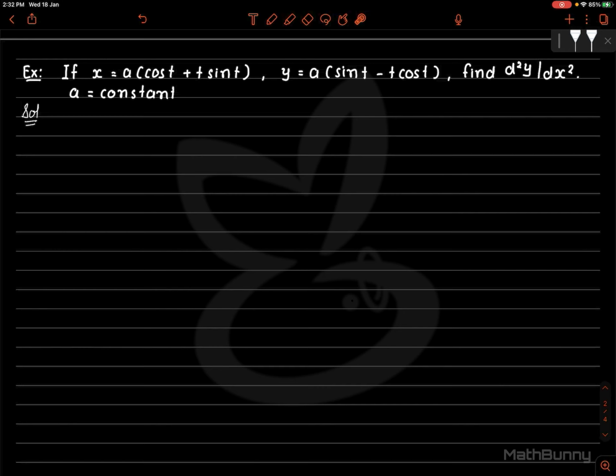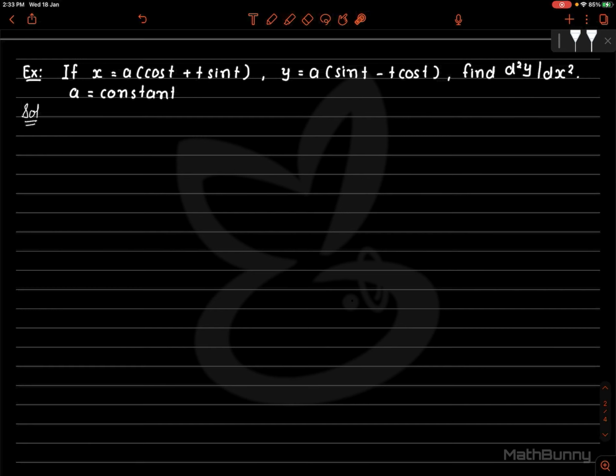Let us see the next example. If x has some value, y has some value, we are asked to find d square y upon dx square. Here the term a is only constant. The term t is variable, and x is a function of t, y is also a function of t, and we have to find d square y upon dx square.